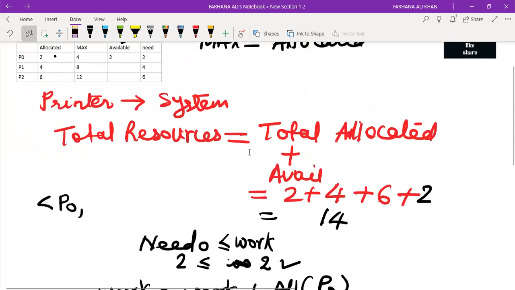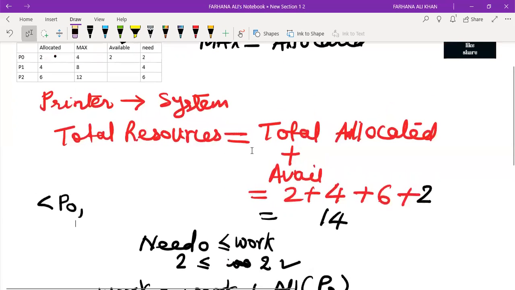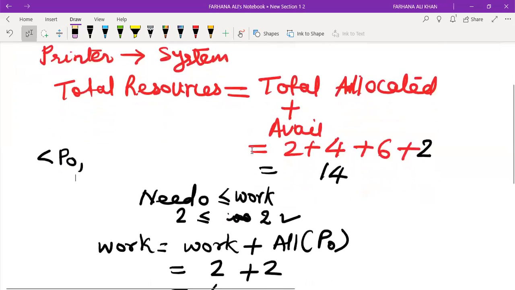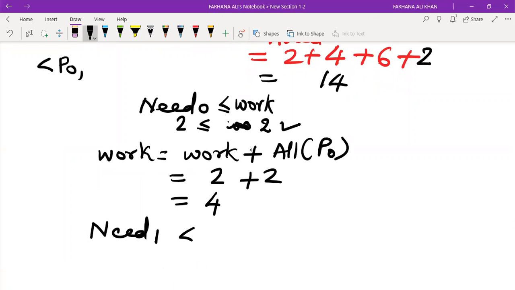Now who is remaining in our queue? Only processes P1 and P2. P1 requires 4 printers and P2 requires 6 printers, so whose need will be satisfied? As P1's need is less than or equal to work, we can go for process P1. Here we write the formula: need of process P1 less than or equal to work. The need of process P1 is 4, which is less than or equal to 4. So this condition is satisfied, which means we are going to add P1 to our safe sequence.